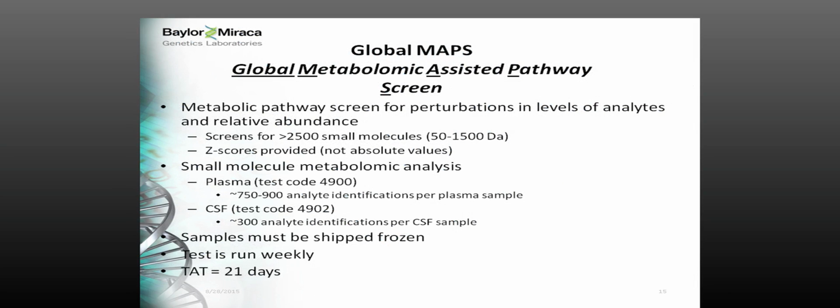So the data we get typically, they're screening for about 2,500 small molecules. So any large molecules like glycosaminoglycans or other sorts of things we're not detecting on this test. Because it is an untargeted test, we don't get an absolute value of a particular analyte, but rather what we can get is a z-score in comparison to a normative population.